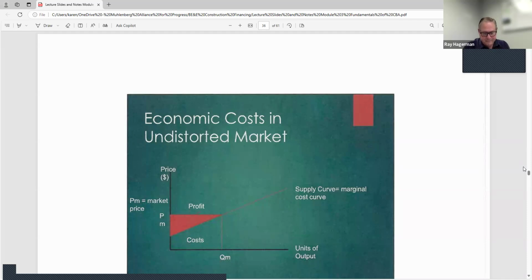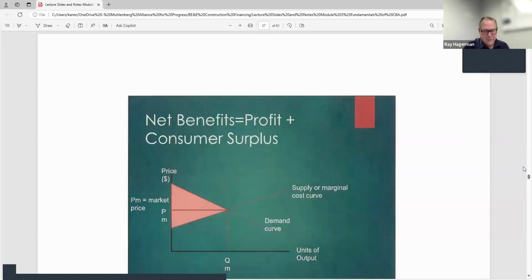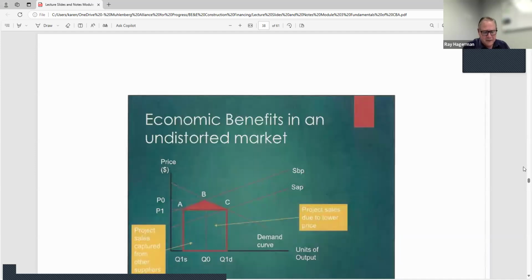But then what we need to also remember is that by putting both the profit and the consumer surplus together, that's where we get the net benefit. So if you add the profit from the producers and the surplus that the consumers are getting, then that's what we call the net benefits. And those are the net benefits that we're going to use to be our top line, if you will, for CBA projects.